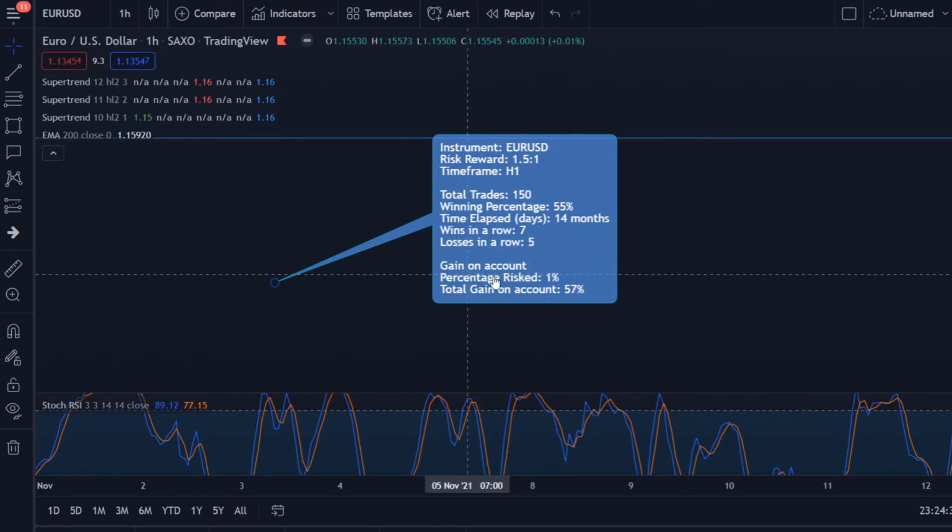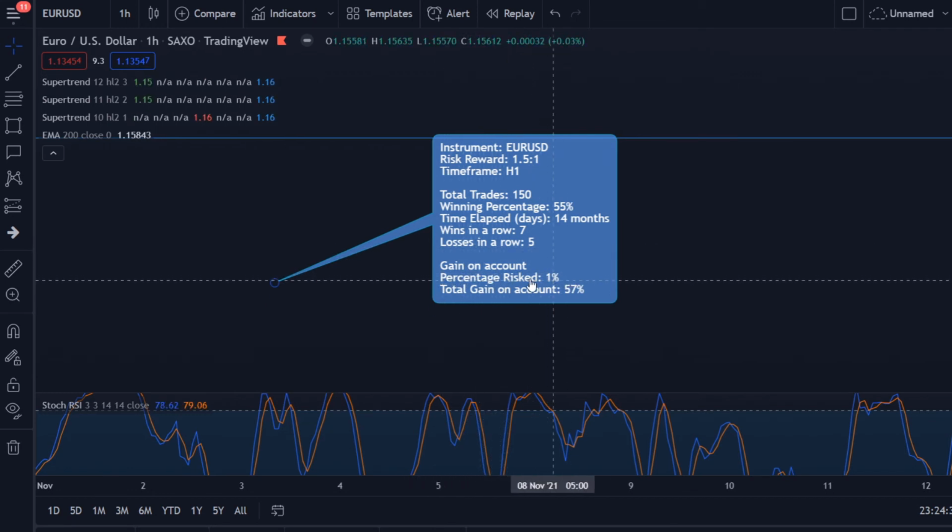And if we look at the gain on the account, we risked 1%, and in total we made 57%, which is of course a nice number, because if you're able to make over half of your account in profit after a year, then yeah, that's amazing. That's really good. Let's say that you're trading with $10,000, and then after 14 months you have over $15,000 in your account. Then yeah, of course that's a nice result.